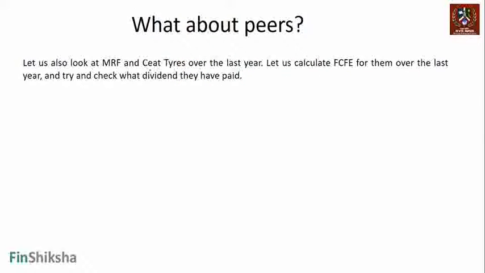We're going to look at CEAT tires and we're going to look at MRF, and we're going to try and check what kind of FCFE they had and what kind of dividend they have paid. We'll also try and calculate their dividend payout ratio and their overall numbers in terms of the data that we see in terms of FCFE versus the dividend that is there, right? So let's begin. Let's start with these one by one.